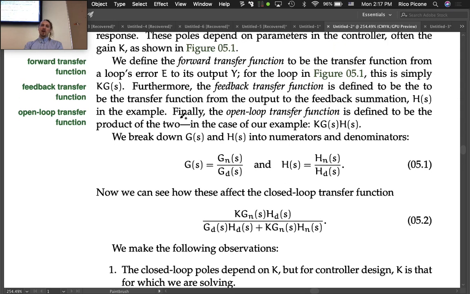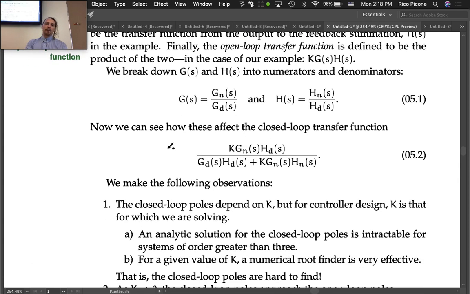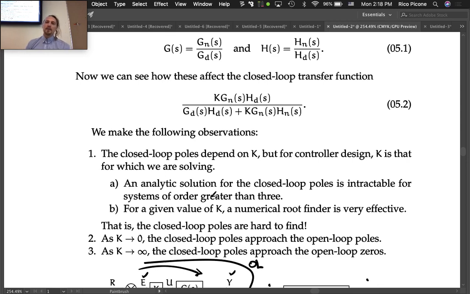Yeah. So, very good. We break down G and H into numerators and denominators. So G, we'll say, is G numerator divided by G denominator, and H is H numerator divided by H denominator. So HN, HD, GN, GD. So if you plug that into the closed loop transfer function, we see where all the numerators and denominators end up, right? So we make the following observations about 5.2. The closed loop poles, which we find by setting the denominator equal to 0, right? These are the things that we're most interested in. What are the closed loop poles?